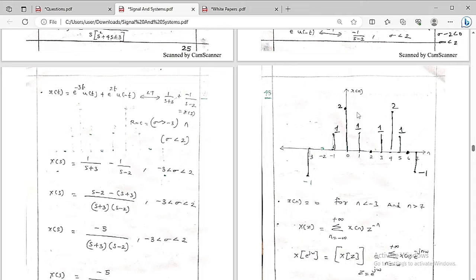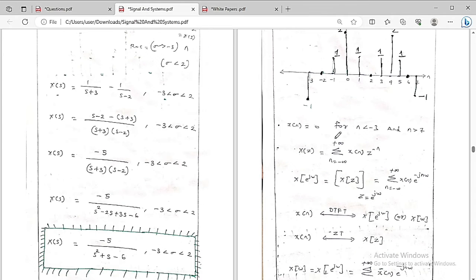Okay, same thing, I have drawn it again. So this is the picture that we are going to get here. So now let us solve this one. As you can see clearly, x of n is equal to 0 for n less than minus 3 as well as n greater than 7. Already they have given that in the question.